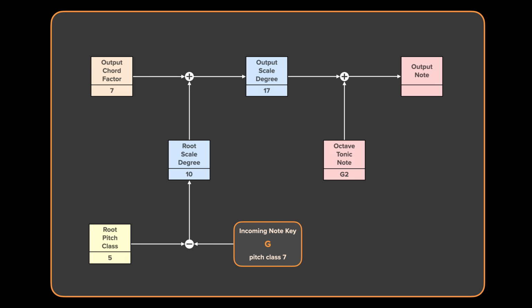Again, we need a number between 0 and 11, so we'll subtract an octave by subtracting 12. The output scale degree is 5. Finally, we'll add that to our octave tonic note to get the output note. 5 semitones above G2 is C3. Our output note, the correct output note, is C3. If Harmonize operated correctly, which it does not, it would play C3.